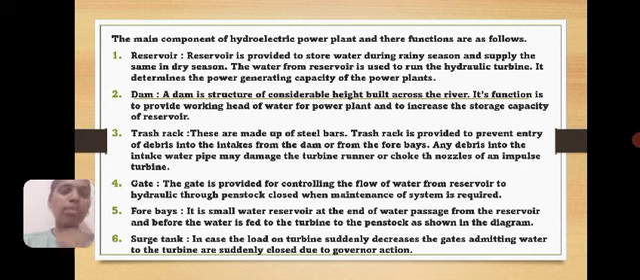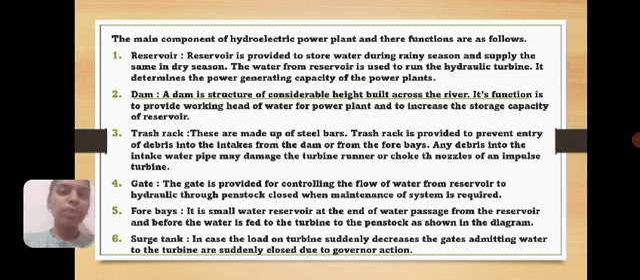Dam. A dam is a structure of considerable height built across the river. Its function is to provide working head of water for the power plant and to increase the storage capacity of the reservoir. Trash rack. These are made up of steel bars. Trash rack is provided to prevent entry of debris into the intakes from the dam or from the forebays. Debris in the intake water pipe may damage the turbine runner or choke the nozzles of an impulse turbine.